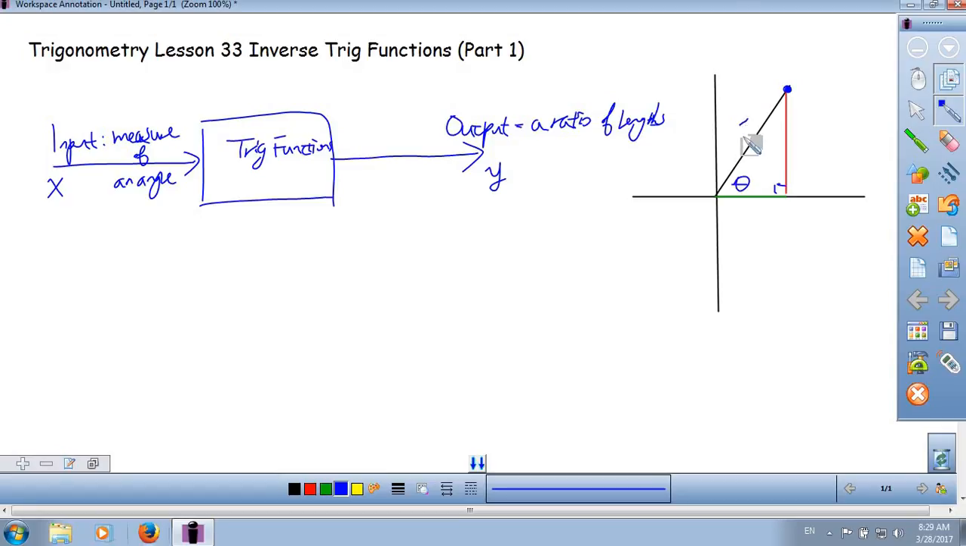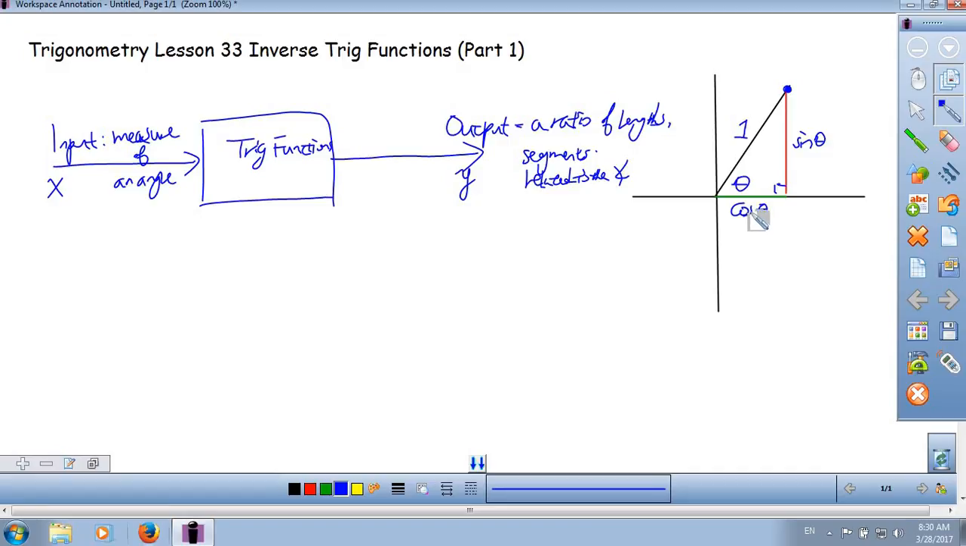However, if the radius happens to be 1, then the answer doesn't have to represent just a ratio of length. It can actually represent a segment of length. So the output can represent segments. Okay, it's not just a ratio of length, but also represents segments related to the angle. For example, if r is 1, then this segment is sine of theta, and this segment is cosine of theta.